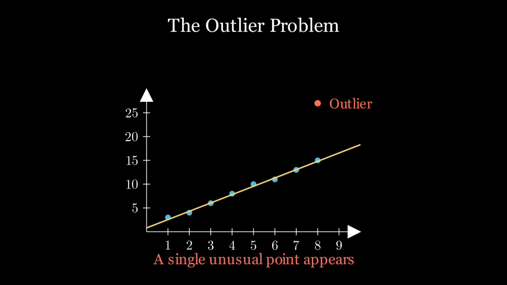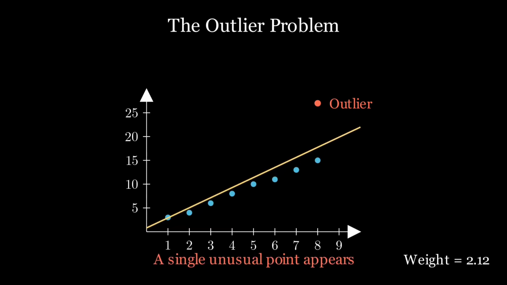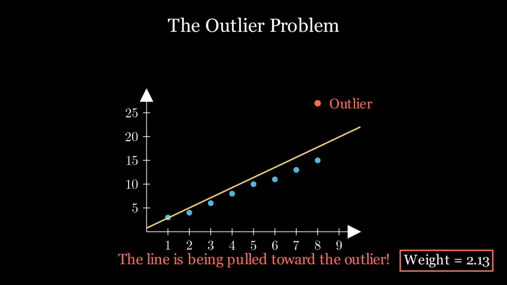Notice that the line starts moving upward. The model is trying to reduce the error caused by the outlier. Because mean squared error squares large mistakes, this point has a strong influence on training. Look at the weight value. It keeps increasing as the model attempts to fit the outlier. The result is a line that no longer represents the majority of the data as effectively.